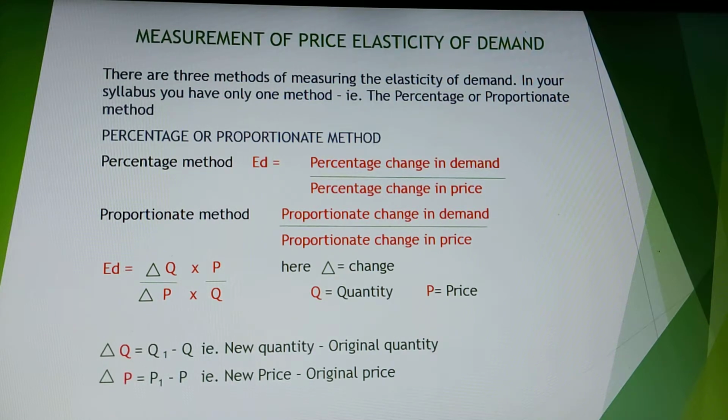How do we find out delta Q? Delta Q is equal to Q1, Q1 stands for the new quantity, minus Q. Q is the original quantity. And how do we find out delta P or change in P? New price, that is P1, minus P, which is the original price.